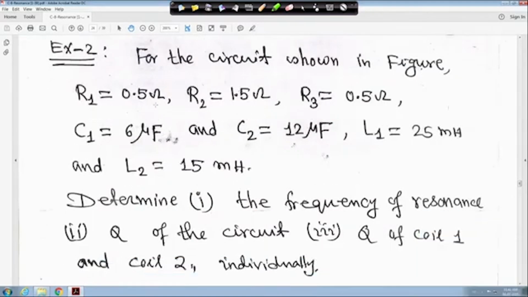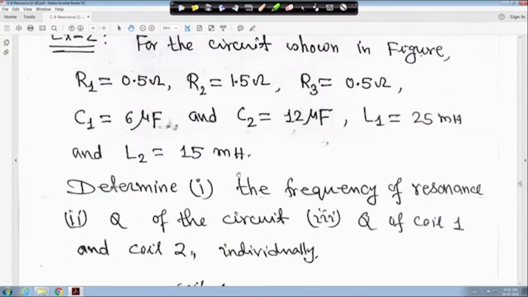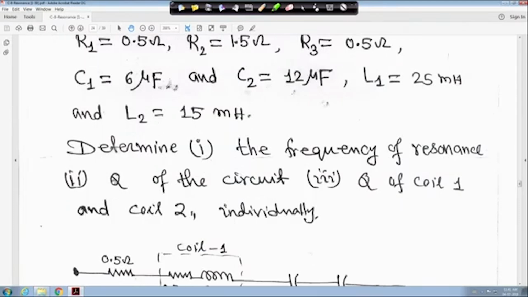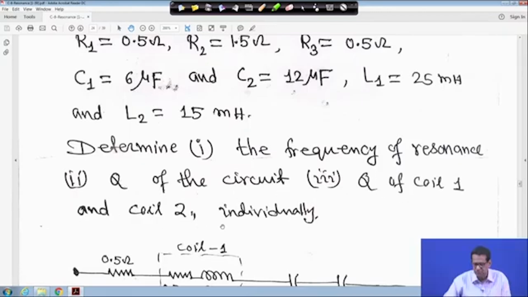R1 is given 0.5 ohm, R2 is 1.5 ohm, and R3 is equal to 0 ohm. C1 is 6 microfarad and C2 is 12 microfarad, L1 is 25 millihenry and L2 is 15 millihenry. So determine, first, the resonant frequency. Second, the Q of the whole circuit, and third, the Q of coil 1 and the Q of coil 2 individually.